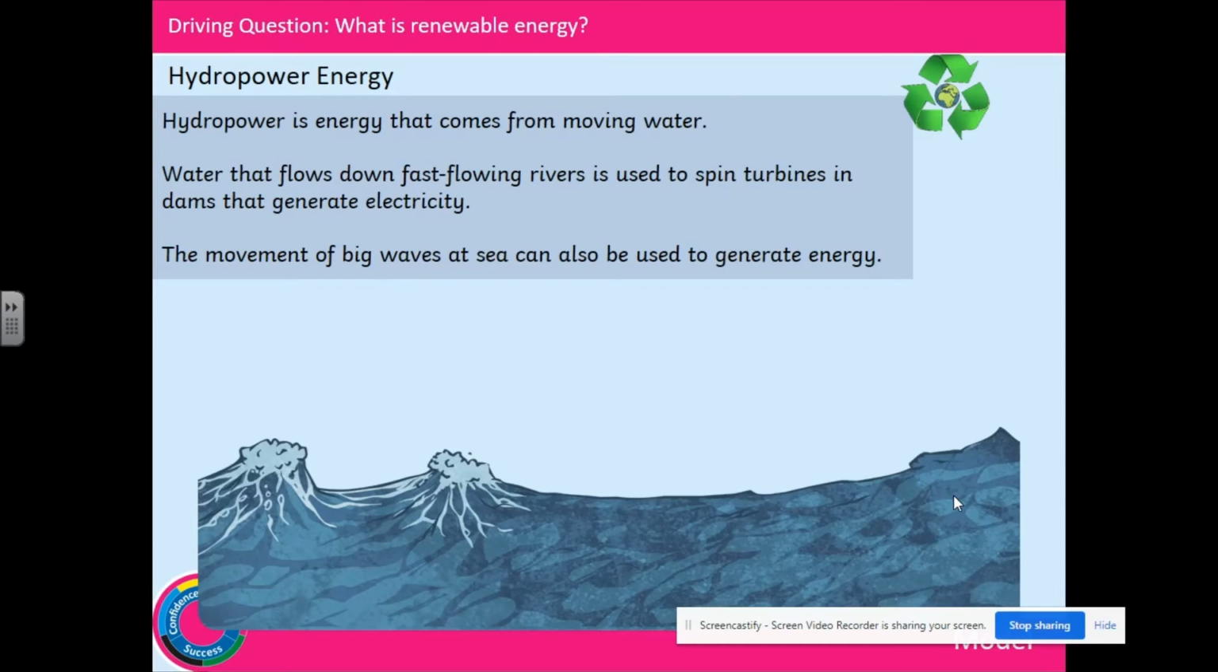Hydropower energy. Hydropower is energy that comes from moving water. Water that flows down fast flowing rivers is used to spin turbines in dams that generate electricity. The movement of big waves at sea can also be used to generate energy. Now, again, we have the advantages and disadvantages.